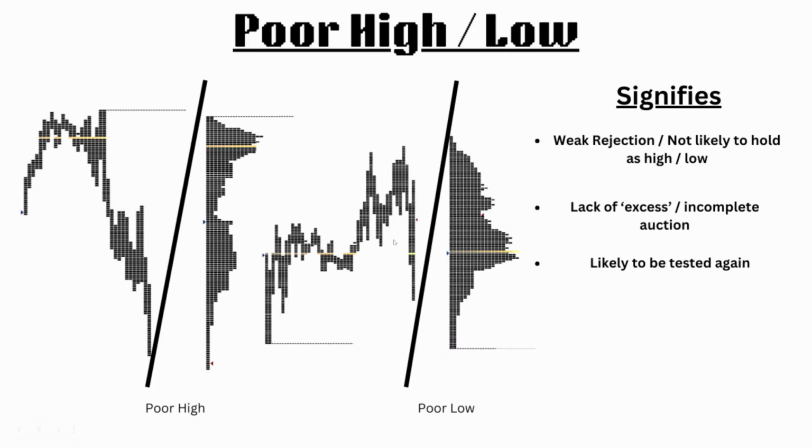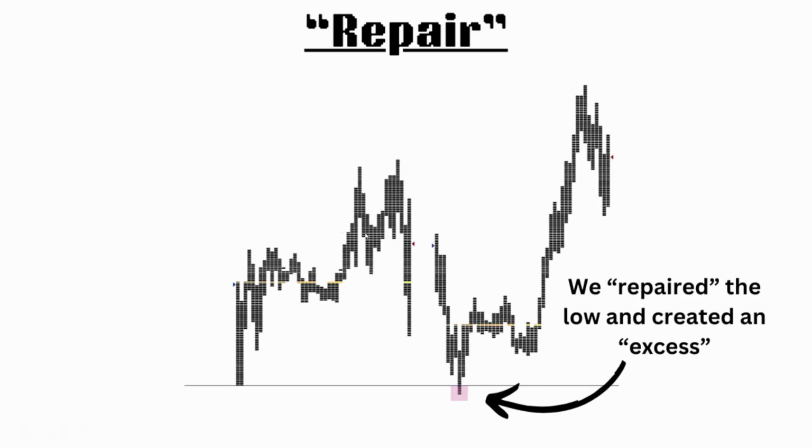As you can see, this is the TPO chart here. We have the poor low here. So we would expect either a breakout or for price to come down and create an excess at the low. And as you can see here, we came down, created a buying tail here at the low and rejected. We would call this a repair. We expect poor lows or poor highs to be repaired, or to be taken out and either reverse or have a breakout from them.